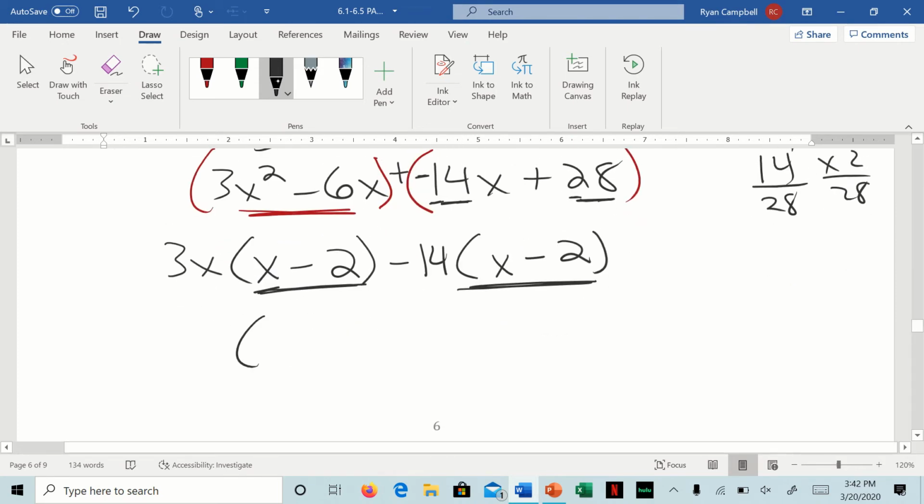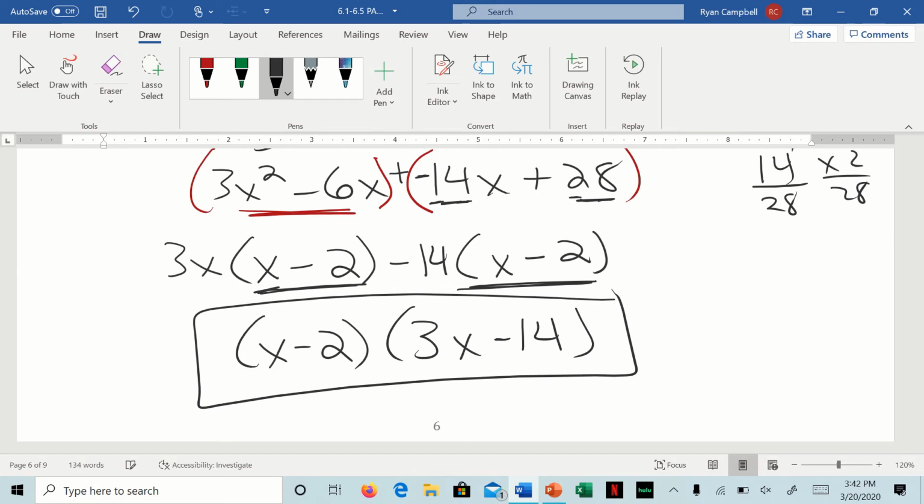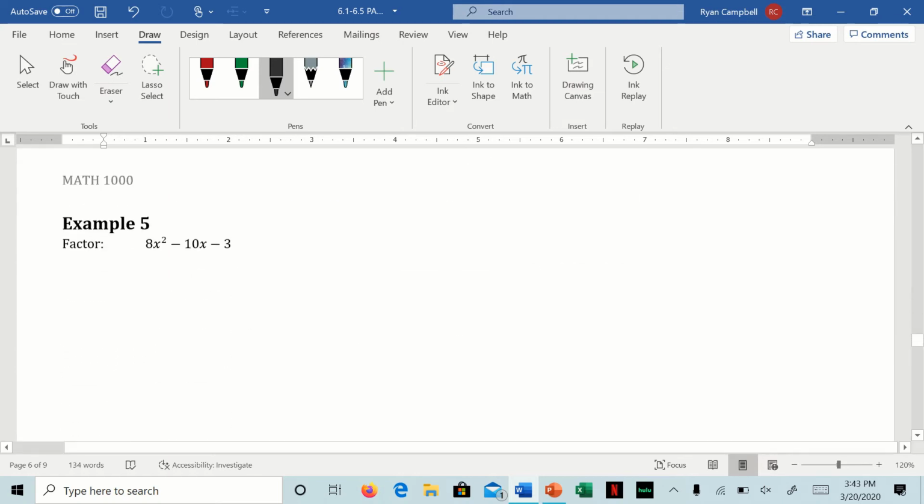So when we take out the x minus 2, what are we left with? 3x minus 14. And that's our final answer. Since we don't have any squares left, we're all factored out. So that's how you do it. So let's just do a few more examples, make sure we get the gist of this. And this is it. This is all we're doing for the rest of the video.